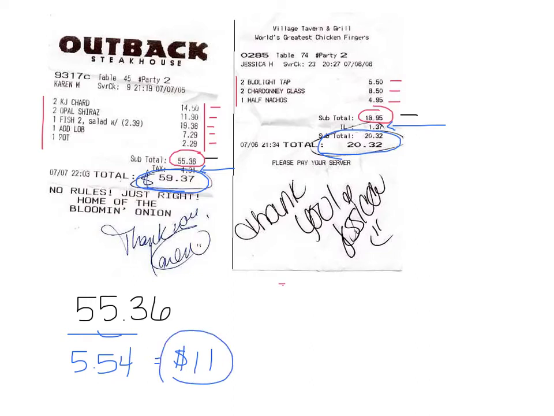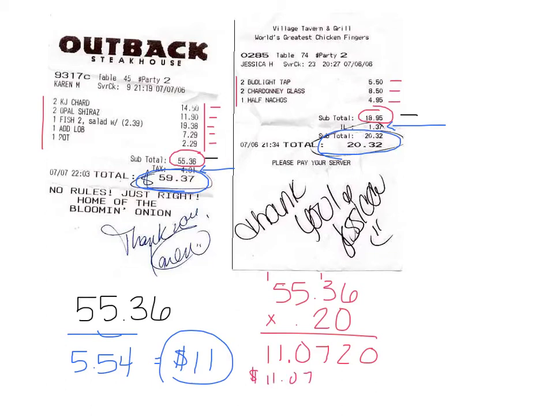Let's do the math. If we have 55.36 and we want to give a 20% tip, we're multiplying that number by 20%. 2 times 6 is 12. Carry your 1. 2 times 3 is 6, plus 1 is 7. 2 times 5 is 10. Carry my 1. 2 times 5 is 10, plus 1 is 11. And now I need 4 decimal places. So I get $11.07. I was right when I estimated it based on 10% and then knowing that 20% is double of 10%, I got really close. So an $11 tip would be about 20% of this bill here.